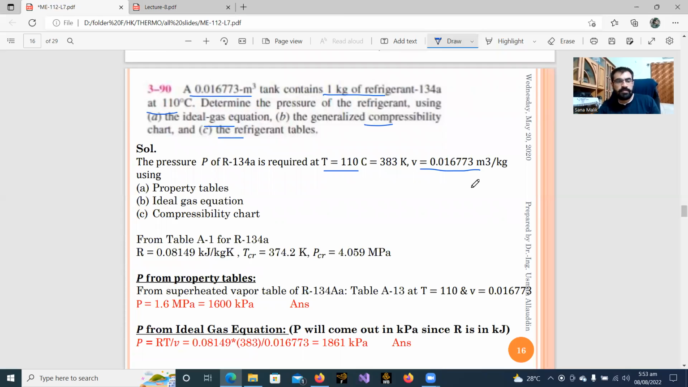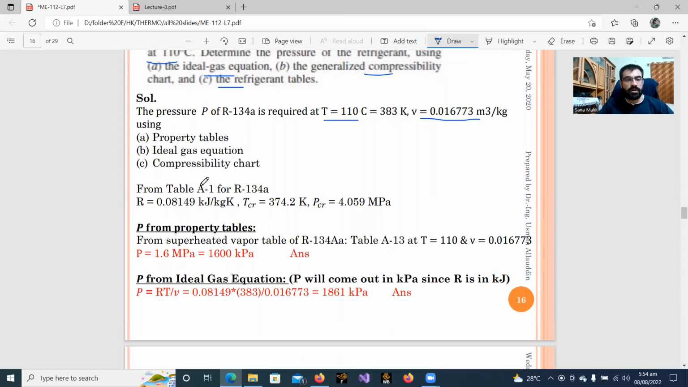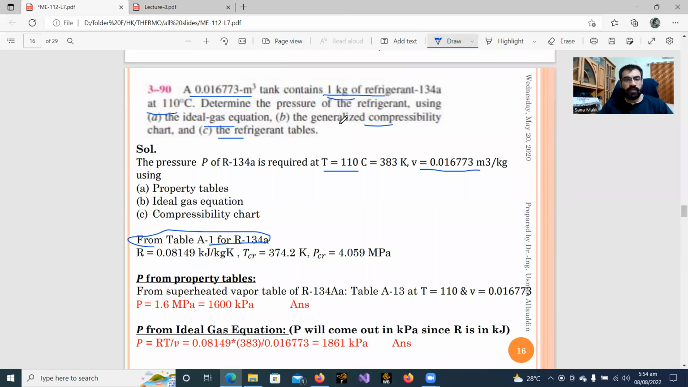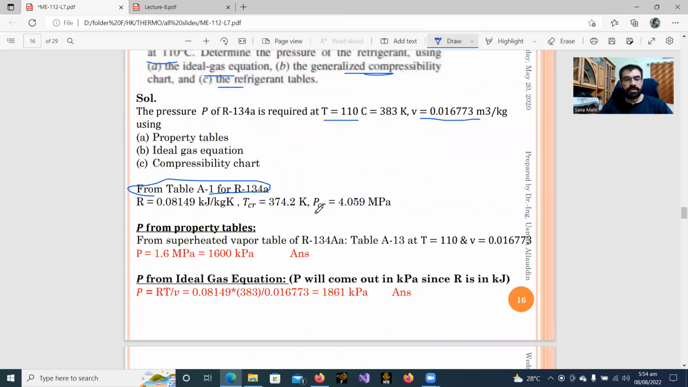Pressure and specific volume are given. 1 kg of refrigerant. Okay, temperature is given. We will first use table A1. Because it's asking us to use compressibility, we will find the critical temperature and pressure for calculating the reduced temperature and pressure to go to the compressibility chart, in order to find the compressibility factor.